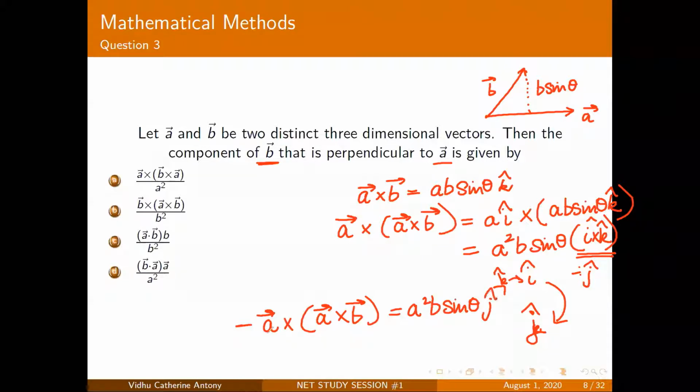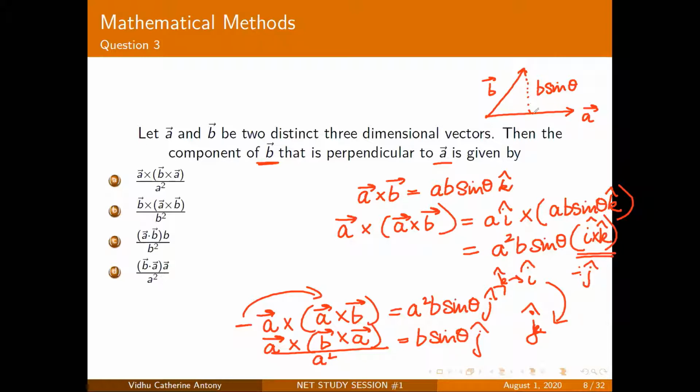Okay, so now what I can do here is use the property of anti-commutation. When you're looking at your cross product, the cross product is anti-commutative. So I will have A crossed with B, divided by a squared, is equal to b sine theta j cap.